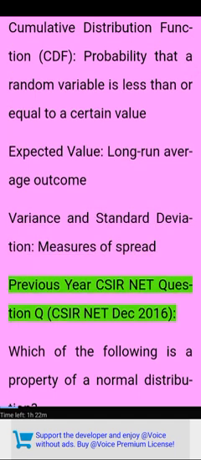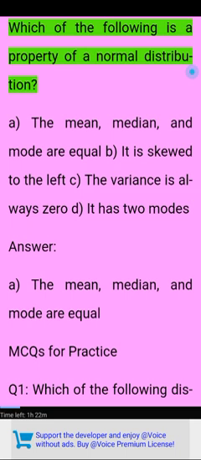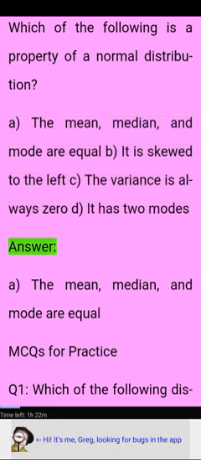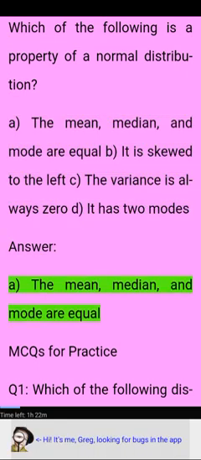Previous year CSIR-NET question. Q, CSIR-NET December 2016. Which of the following is a property of a normal distribution? A, the mean, median, and mode are equal. B, it is skewed to the left. C, the variance is always 0. D, it has two modes. Answer: the mean, median, and mode are equal.